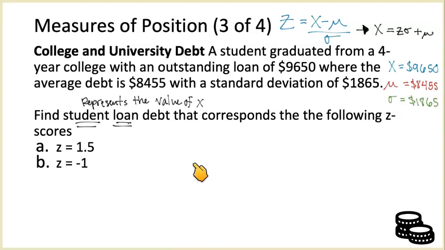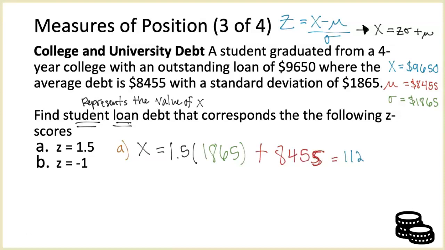And so to do that, it's just a process of substitution. So for A, we have a z-score of 1.5. I'm not going to use this value because I want to find a new value. I'm going to use my standard deviation of 1,865, and I'm going to use my average of 8,455, and that's going to give me $11,252.50, and this would represent the student loan debt that a student would have that's 1.5 standard deviations above the average student loan debt.